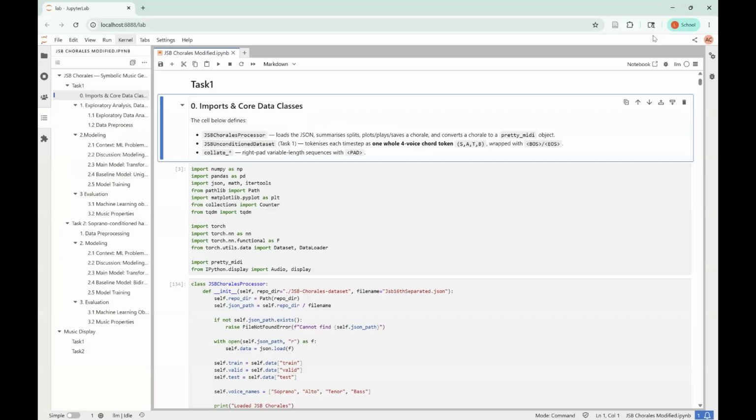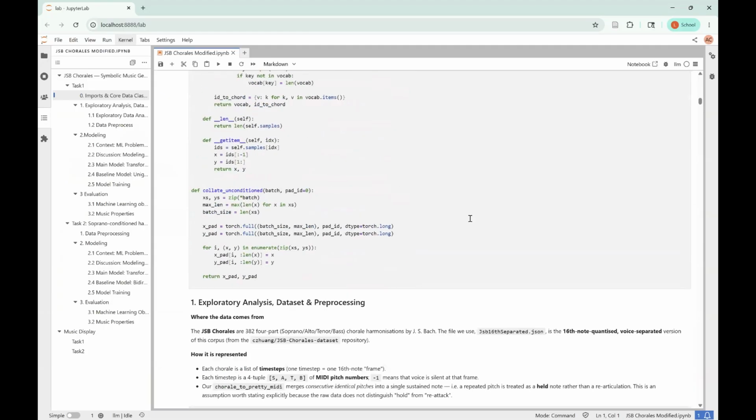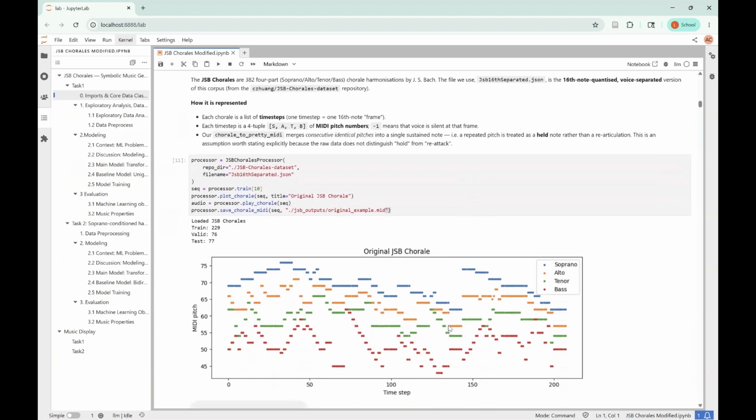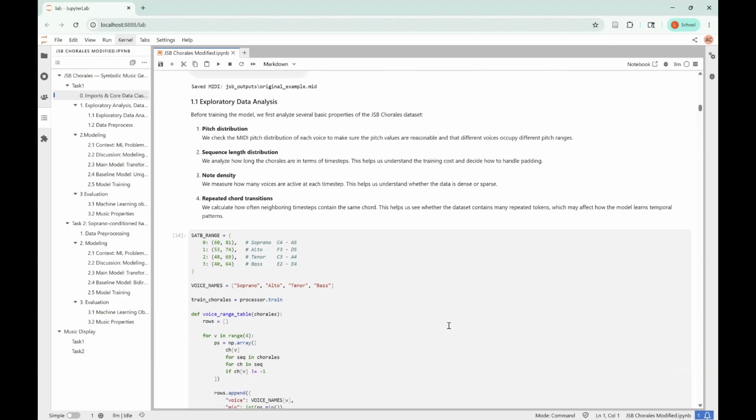This is the pre-processing code. Here we import our dataset, and this is an example from our dataset. We did some EDA for the dataset, which are pitch distribution, sequence length distribution, note density, and repeated chord transitions.